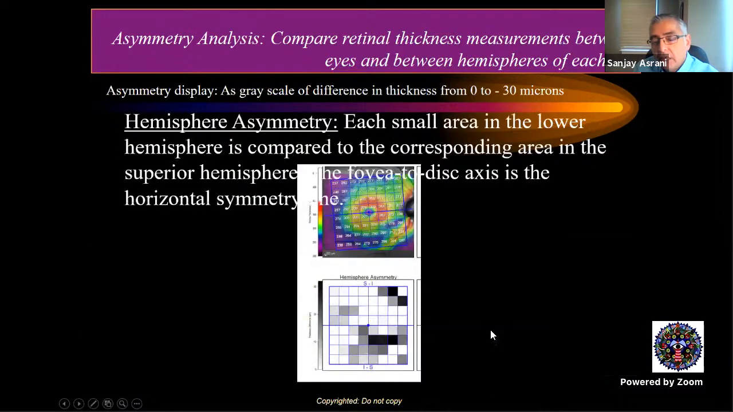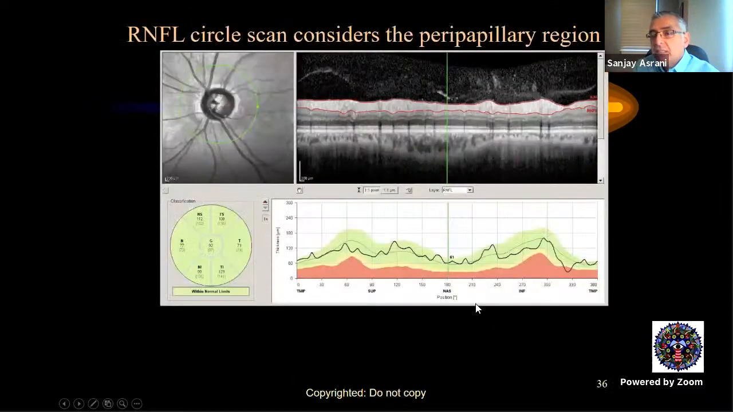We also created a hemispheric asymmetry, but this should not be paid attention to because many discs are tilted. This was created only for the sake of monocular patients. So let's see some examples.